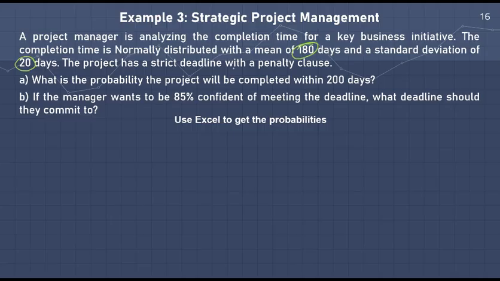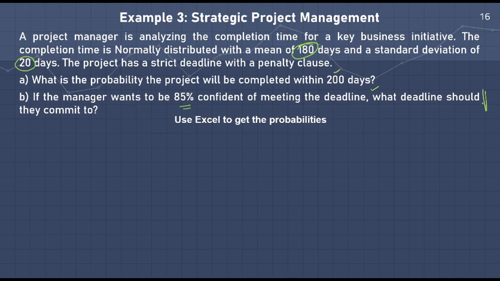The project has a strict deadline with a penalty clause. That means if the person is unable to complete within the deadline, then he will get a penalty. What is the probability that the project will be completed within 200 days? So that is the first thing. Second, if the project managers want to be 85% confident of meeting the deadline, what deadline should they commit to? So this is a problem of computation of the percentile.